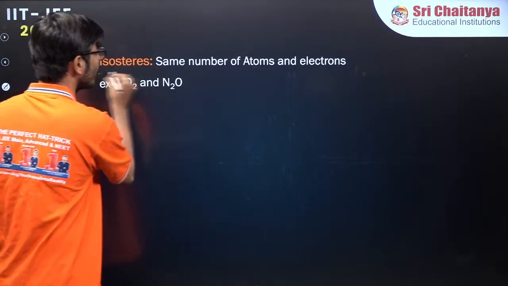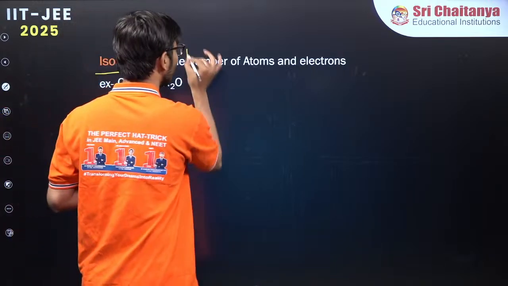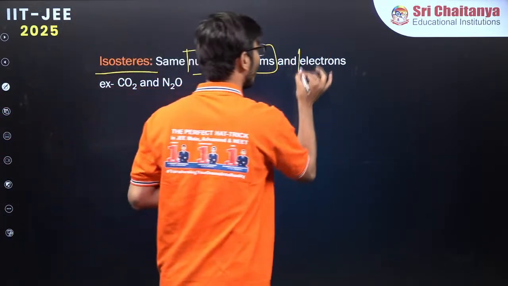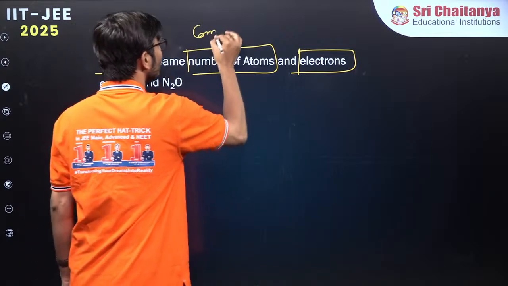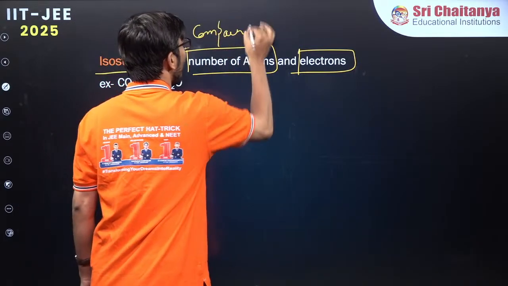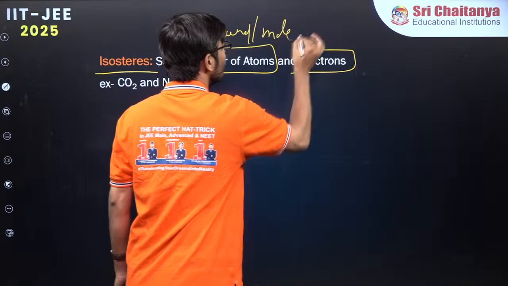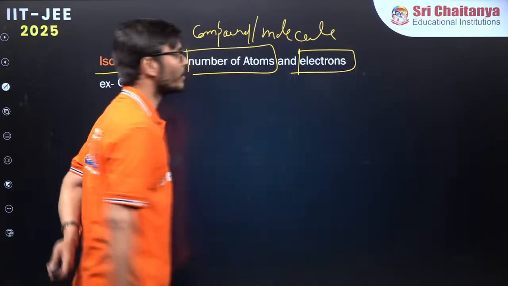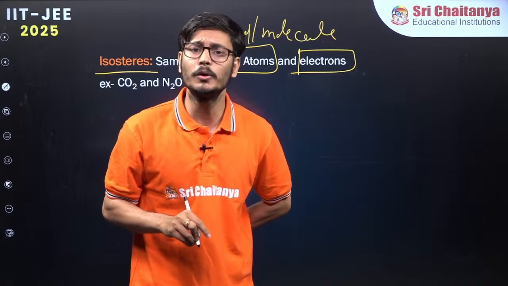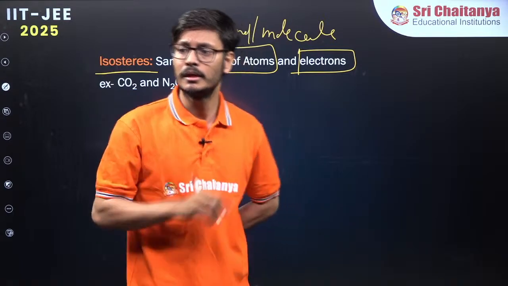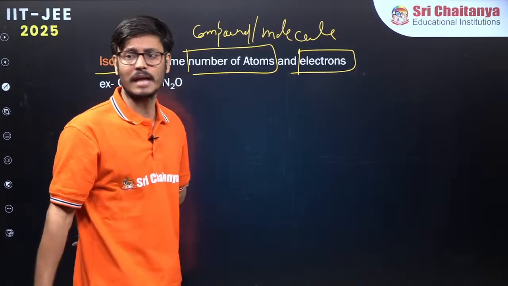Isosteres. So what are isosteres? Same number of atoms and electrons. Now this is very, very interesting. Any given compound or let us say molecule which are having same number of atoms and same number of electrons are going to be known as isosteres. Okay, let us come to the isosteres now.